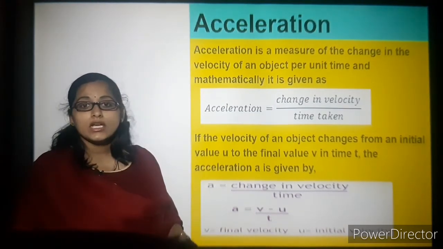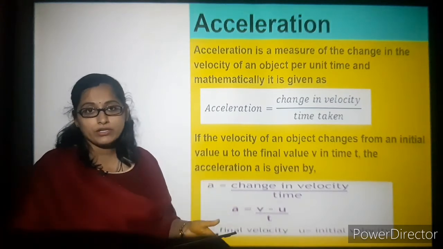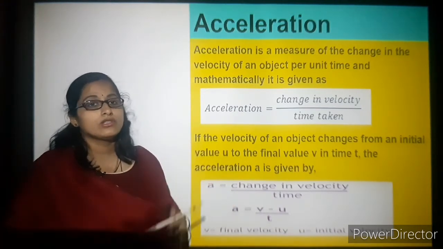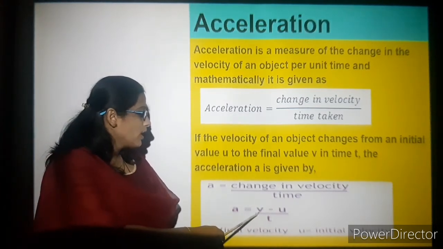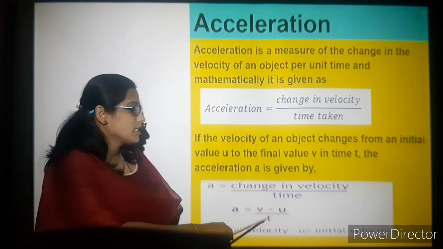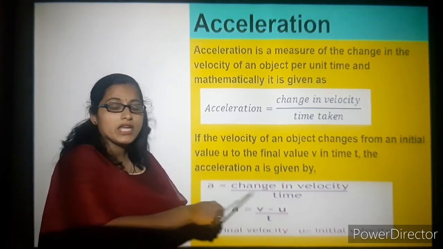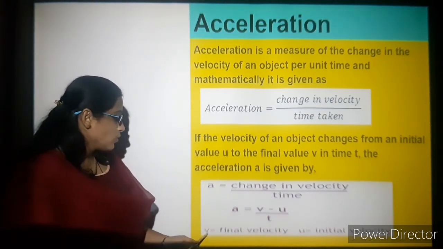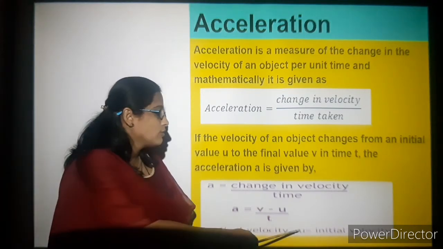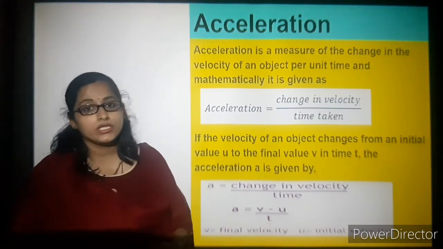So velocity is initial, meaning the starting point of that object. Final velocity is the end point of that object. So you will be writing v minus u by t. That is final velocity minus initial velocity by the time taken. So v is final velocity and u is initial velocity.